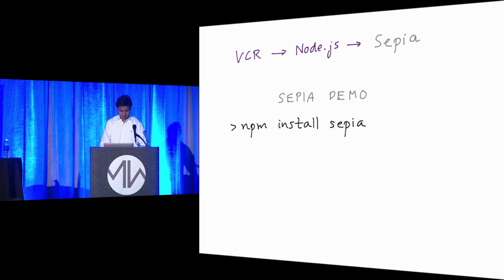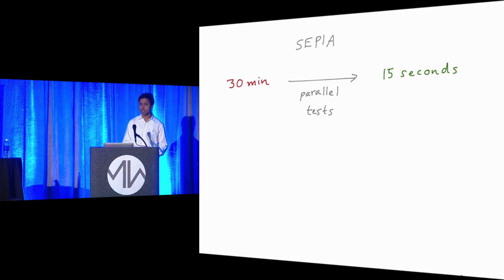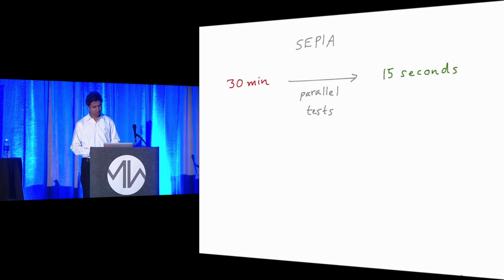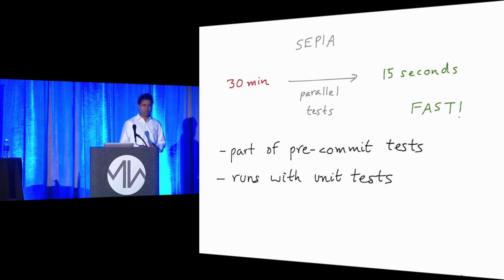All right, so that was Sepia. It makes integration tests really fast. When we started using it and running all these tests in parallel, we went down from 30 minutes to 15 seconds to run all of our tests for all the routes that we had for our mobile app. It became so fast that we were able to run them as part of our unit tests and part of our pre-commit tests. So this is happening at the time of your commit, which makes sure that anything that's going into master has already passed all your unit tests and has passed all your integration tests. It's good to go.